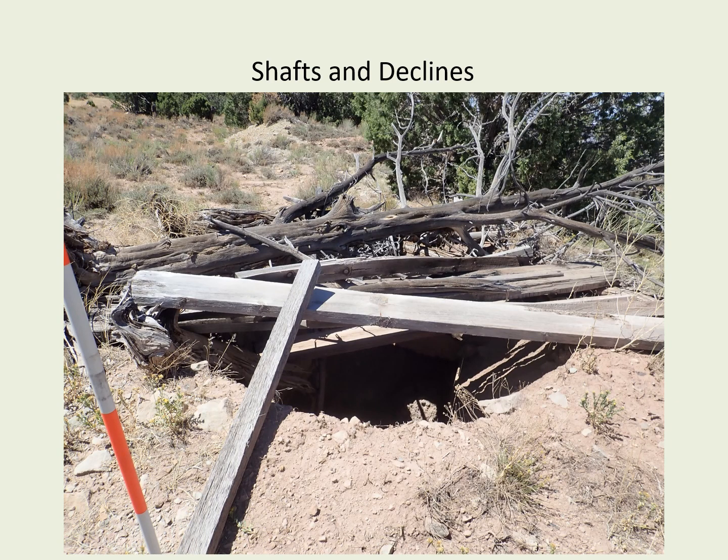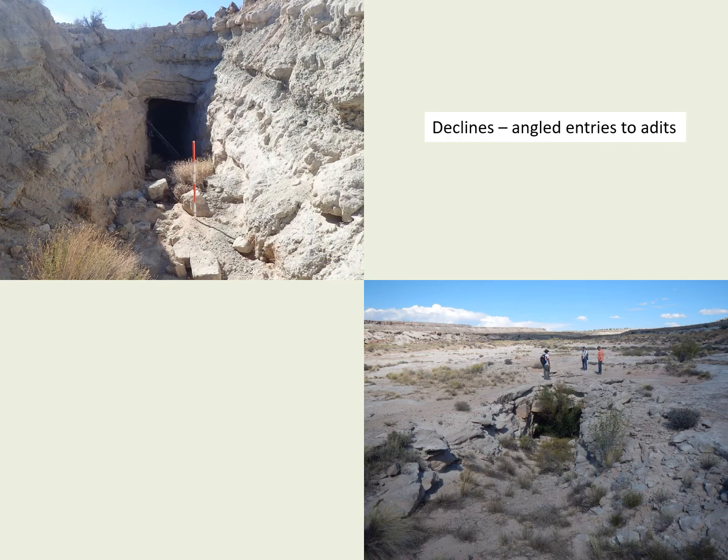Shafts are not as common in soft rock mining, as the quality of the rock makes them more dangerous and likely to fail. A decline is like a downward angled trench into a downward angled adit.